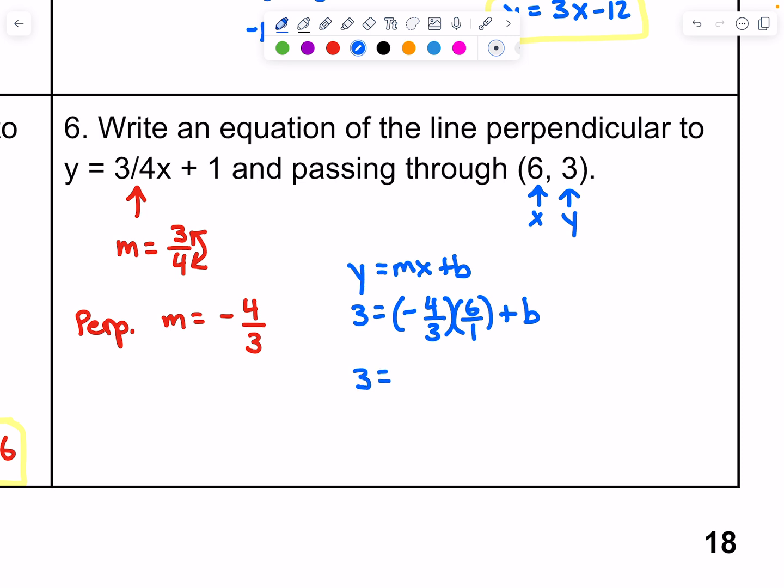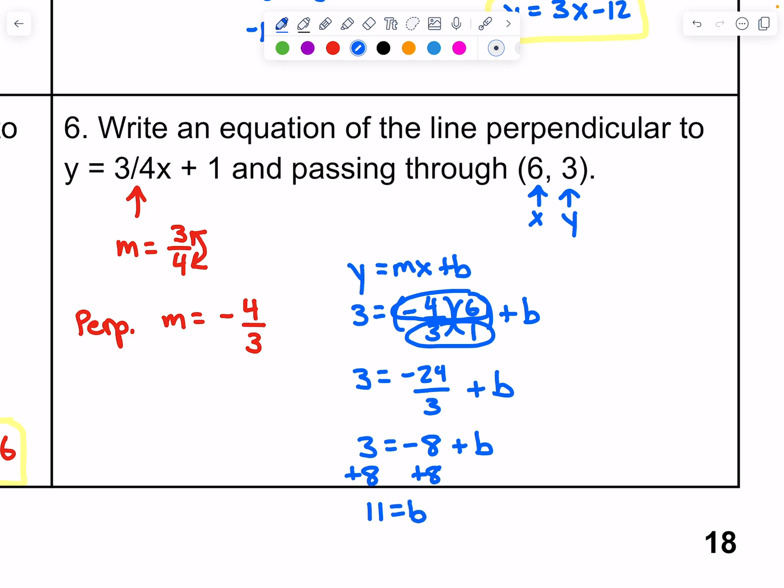So 3 would equal, and when you have a fraction where they don't just cancel as easily, you can multiply across the top. So -4 times 6 would give me -24. And then at the bottom I have 3 times 1, which is 3. And then -24 divided by 3 is -8. And then I have the b still that I'm looking for, and I just need to add that 8. So 8 plus 3 would give me 11 for my b.